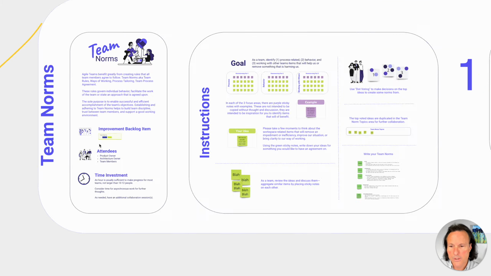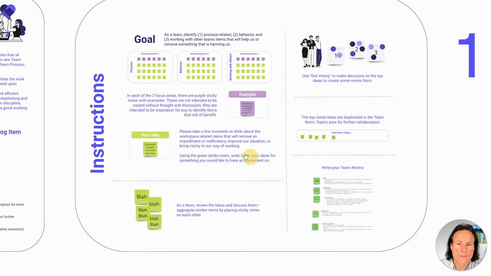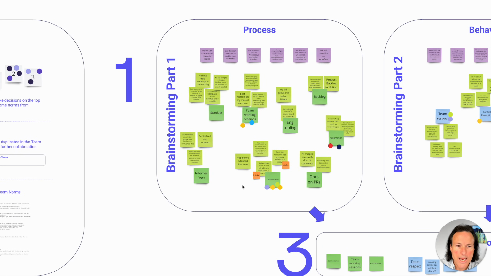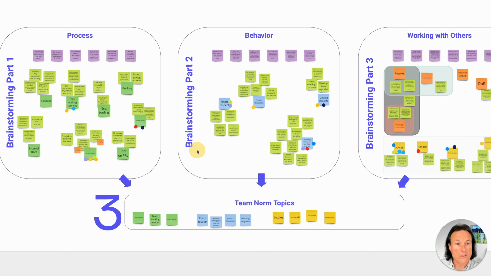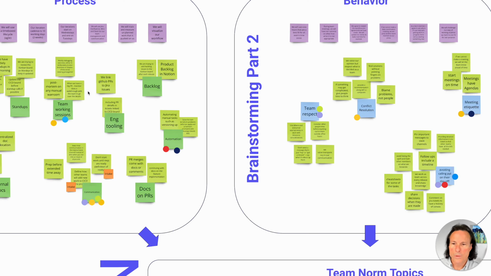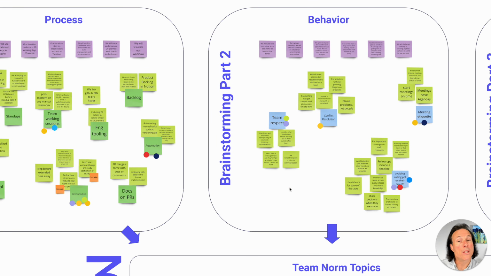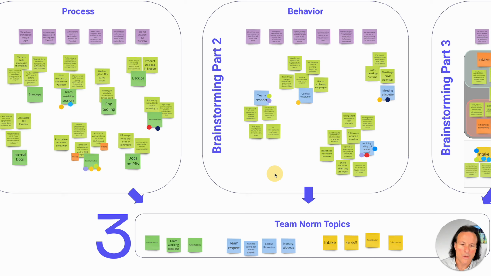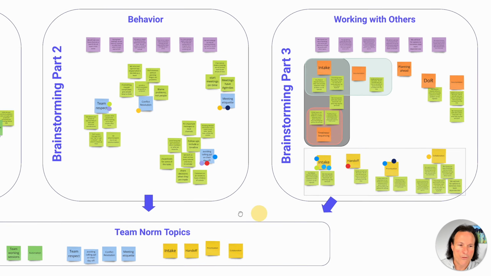Each one of these has, again, the improvement backlog item, context about this practice. We've got instructions on how to use the template. And then this is a comprehensive example of a team that has used this. Now, for team norms, you can see we focus on process and behavior and working with others. And we have a very collaborative approach to identifying those areas that the team feels they would benefit from having an agreement. You can see we've used dot voting again to identify, out of all of these, the ones that we want to focus on.